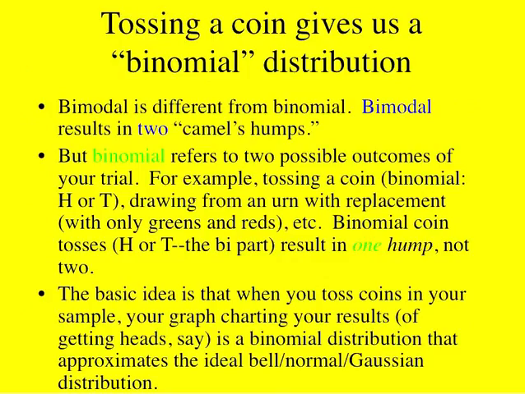Okay, tossing a coin gives us what's called a binomial. This is different from bimodal, a binomial distribution. Binomial theorem, for those who remember from high school math, Pascal came up with that. If you don't have any idea what I'm talking about, don't worry. It just means there's two, right? Heads or tails, that's the bi part. And the idea is that when you toss coins in your sample, the graph of your chart results in a binomial distribution that approximates the bell, normal, Gaussian curve.